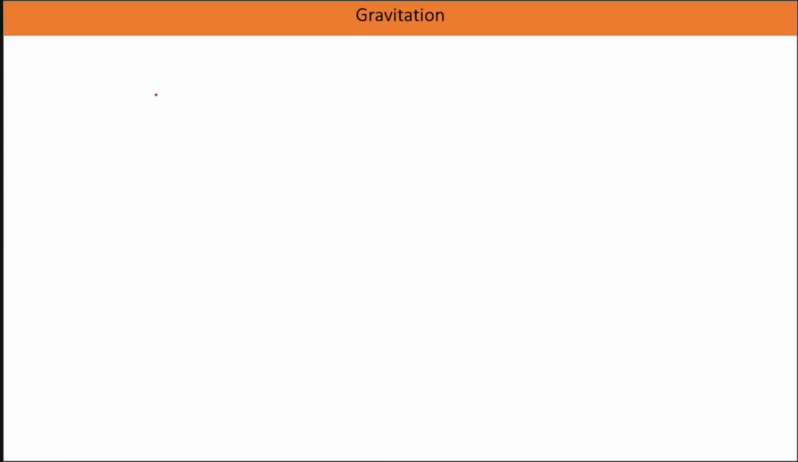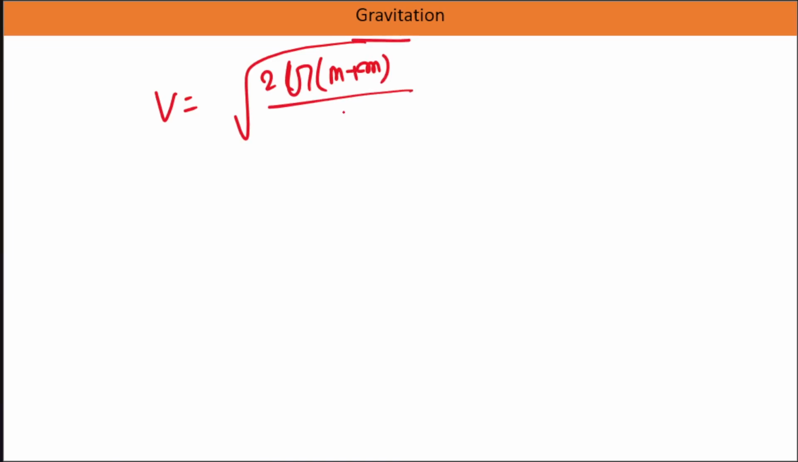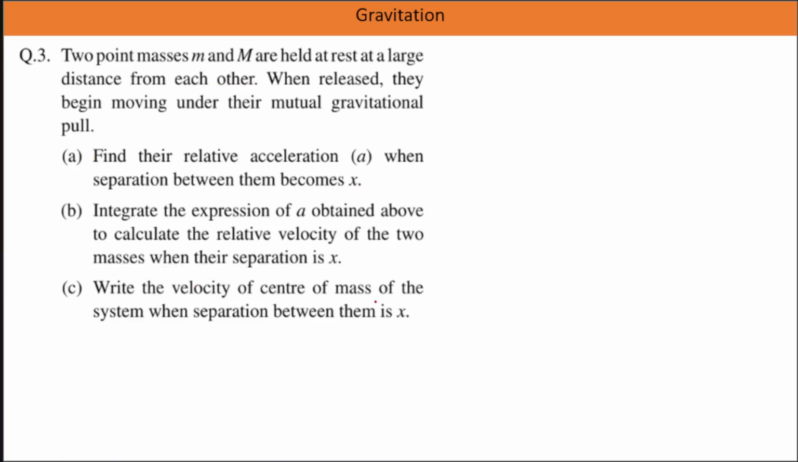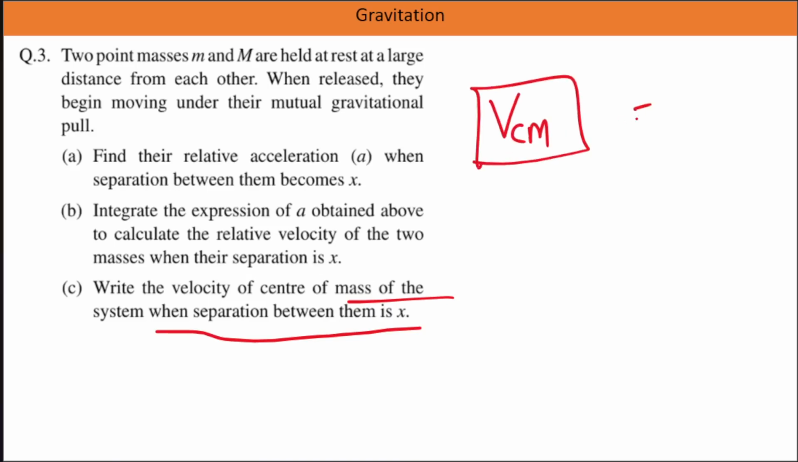What will be the velocity here? So velocity will be root under 2g m plus m by how much? x. So this is going to be your answer. Now let us talk about the third portion. Write the velocity of center of mass of the system when separation between them is x. So we are asked velocity of center of mass. We can clearly say it will be 0.